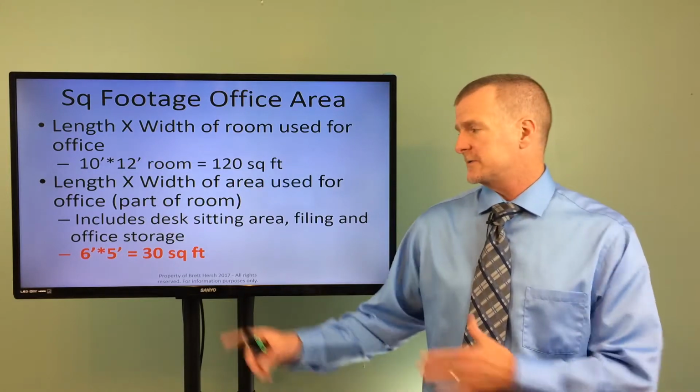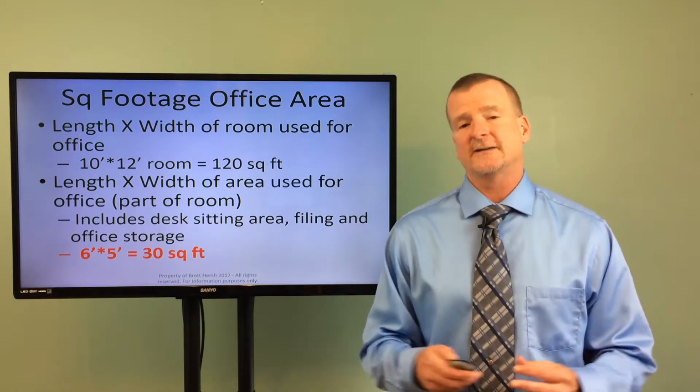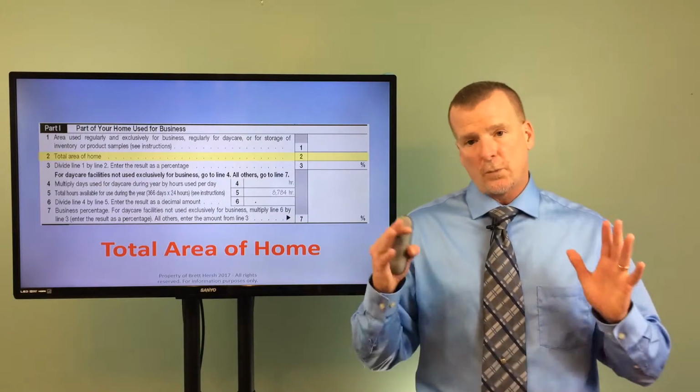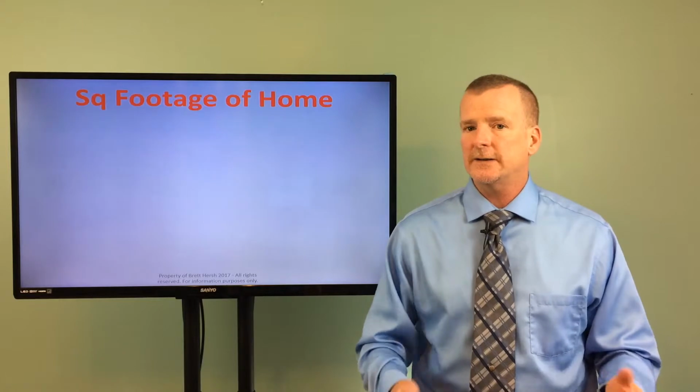6 foot by 5 foot, that gives you 30 square feet. That's how you calculate that for line 1. Now, total area of your home. This can get a little more complex and it can get fairly confusing.